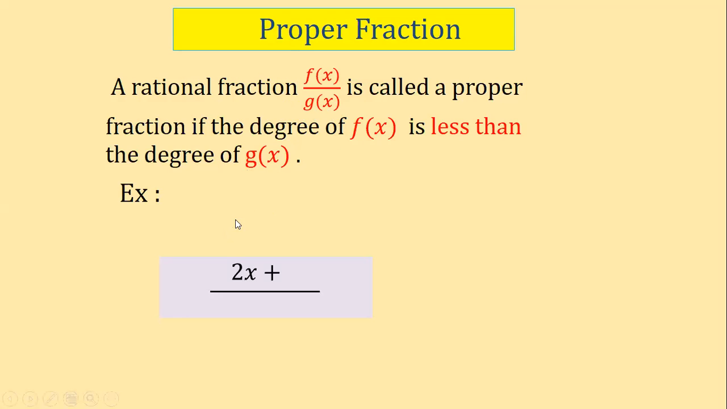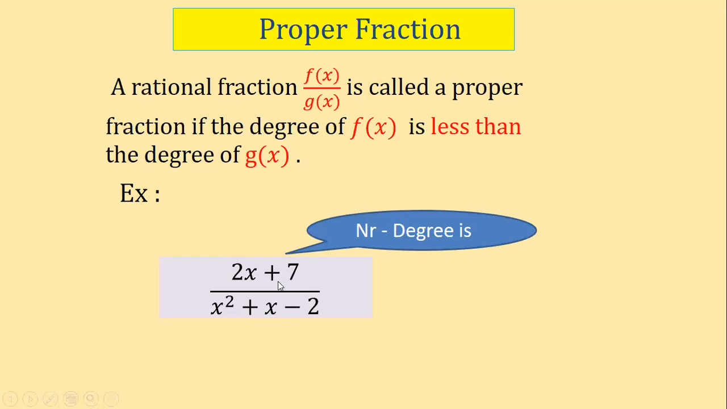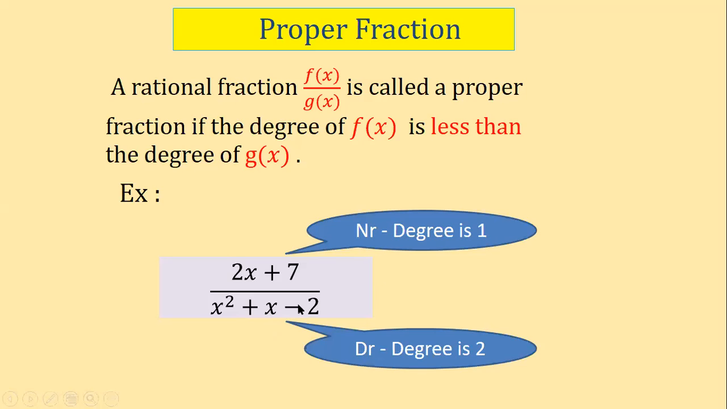So what is the example here? 2x plus 7 by x square plus x minus 2. In the numerator we have a linear polynomial, yes or not? In the denominator we have a quadratic polynomial. So the degree of the numerator is 1 and the degree of the denominator is 2. If you observe here, the degree of the numerator is less than the degree of the denominator. So obviously this fraction is called a proper fraction.